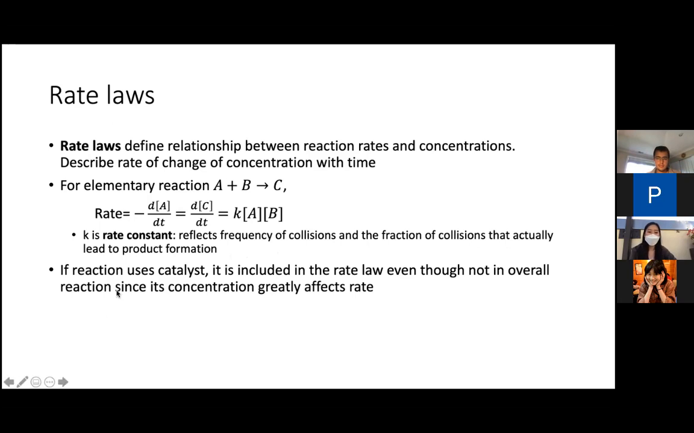And also, if a reaction uses a catalyst, which is any substance that increases the reaction rate without being consumed itself, the catalyst has to be included in the rate law, even though it's not in the overall reaction, because its concentration greatly affects the rate. The more catalyst you have, the higher the rate.